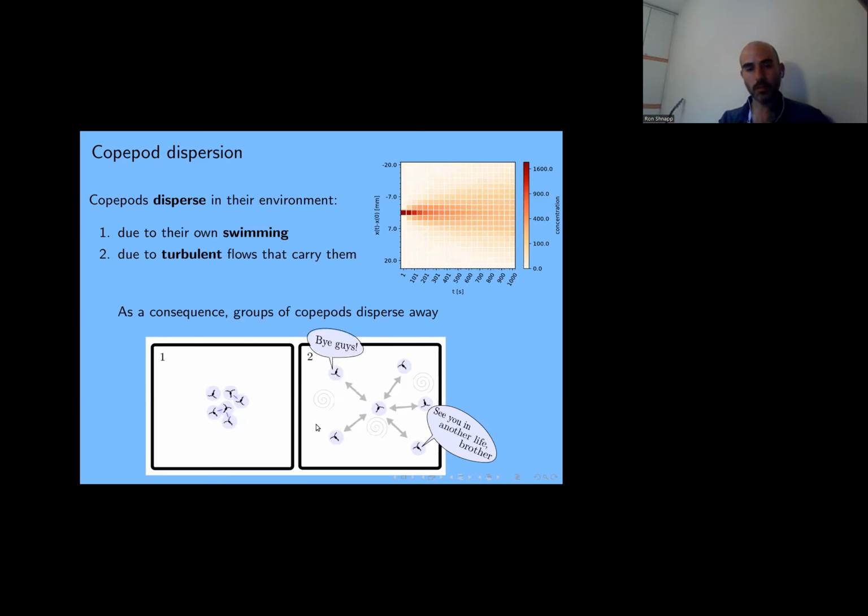And this has quite a severe consequence for them. In particular, if we take a group of copepods that is initially very close to one another, and we just set them free in the ocean, then due to these two reasons, we expect them to, over time, be dispersed away from each other. So this initial small cluster of copepods is going to end up as a very big cluster of copepods where they might not be able to interact anymore.